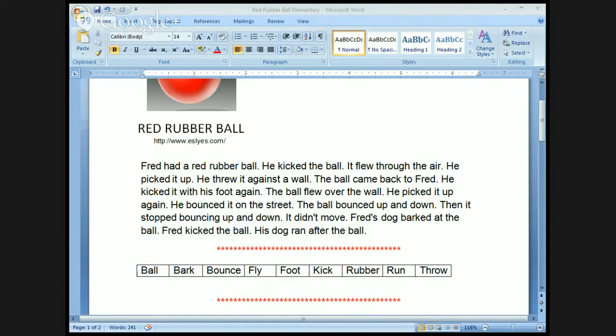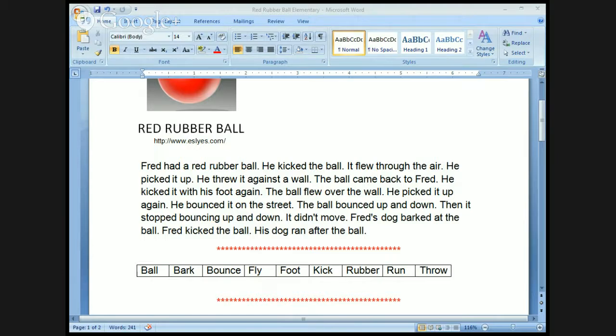So you see, in this very first sentence, Fred had a red rubber ball. I have conjugated several questions and several responses were generated, and the responses should be in a complete sentence. This is how we would speak. Fred had a red rubber ball. Did Fred have a red rubber ball? Yes, Fred did have a red rubber ball. Who had a red rubber ball? Fred had a red rubber ball.